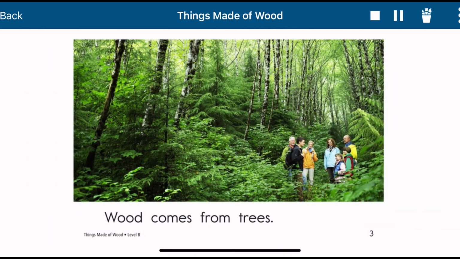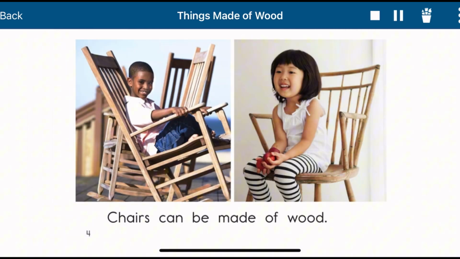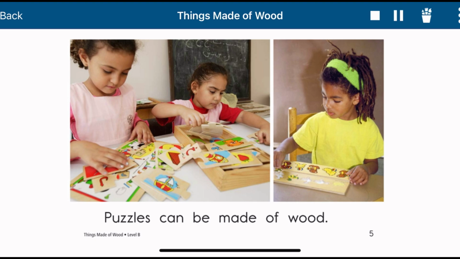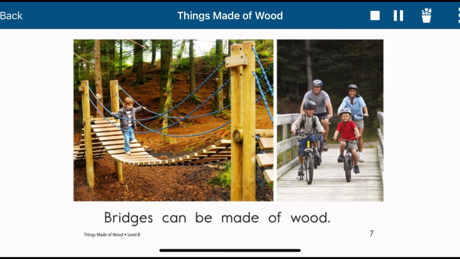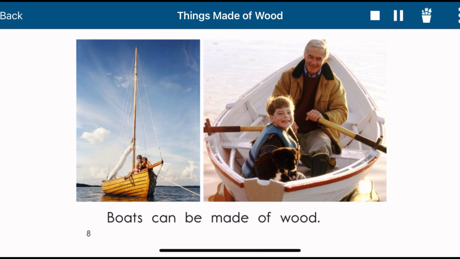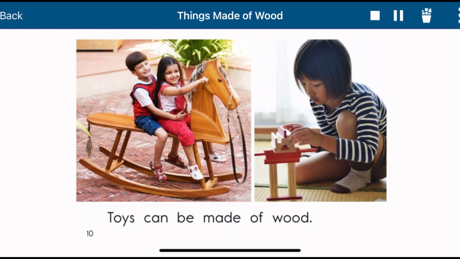What comes from trees? Chairs can be made of wood. Puzzles can be made of wood. Houses can be made of wood. Bridges can be made of wood. Boats can be made of wood. Fences can be made of wood. Toys can be made of wood.